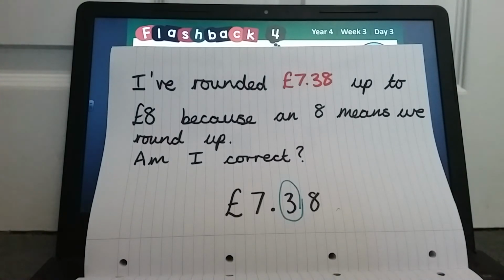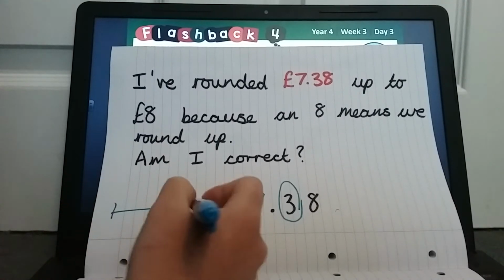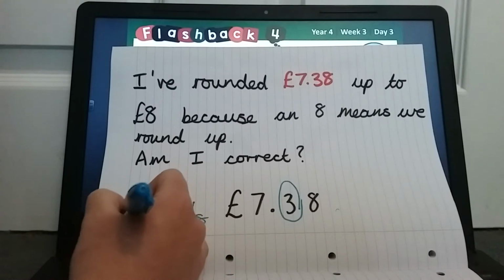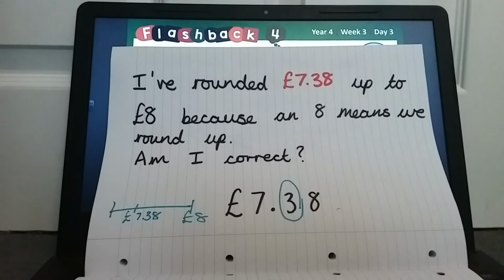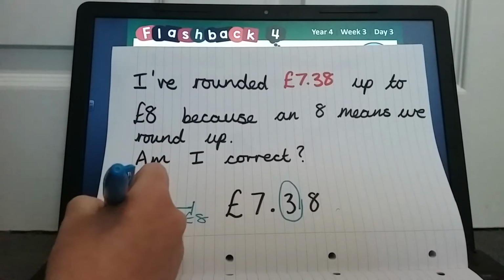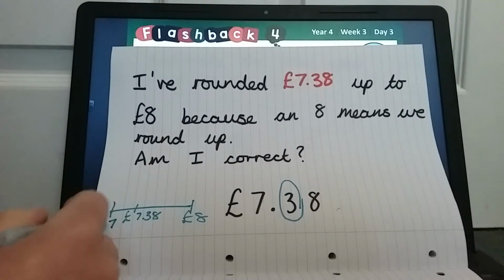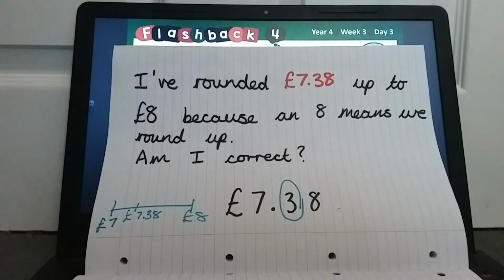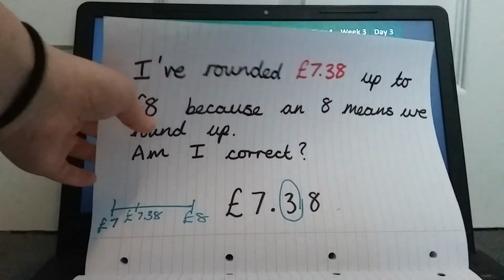Let's draw out a number line to check. If I draw out a number line, and here's my £7.38, what whole pound would come before that? Well done, it would be £7, because £7 on its own has got to come before the £7.38. Well done if you spotted my mistake there.